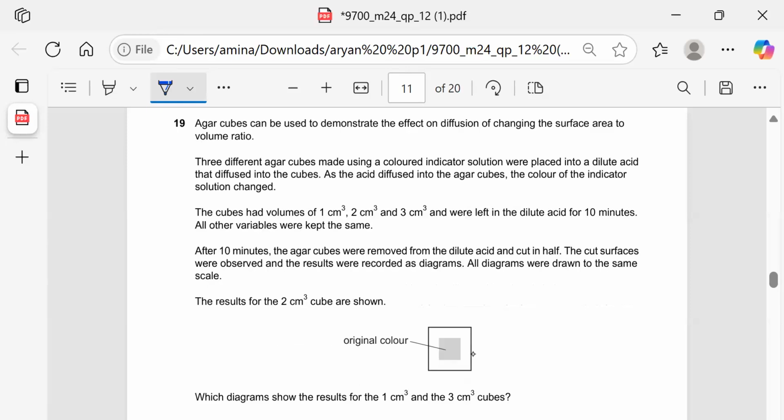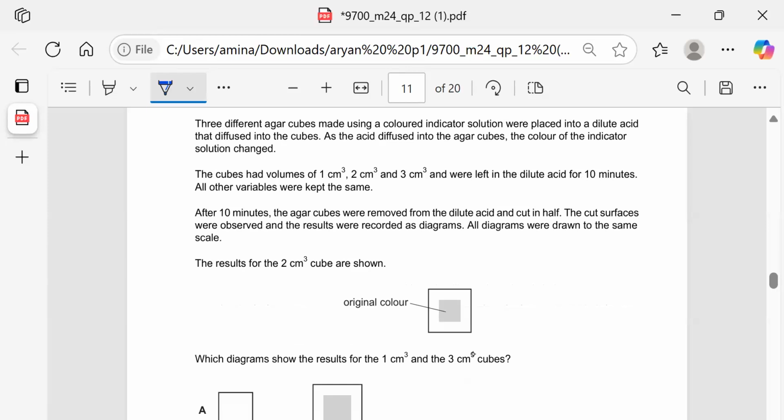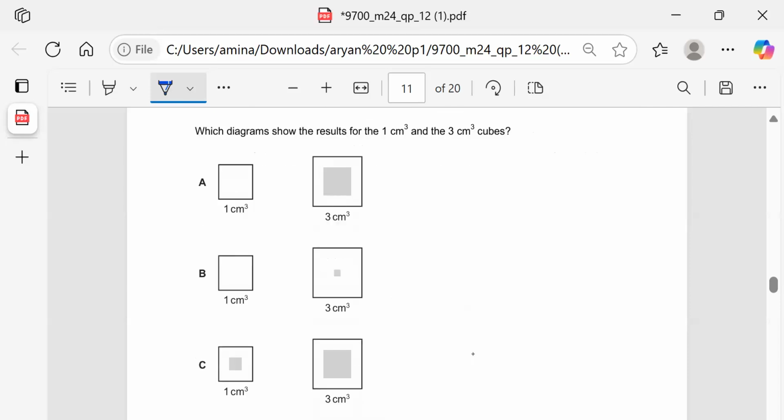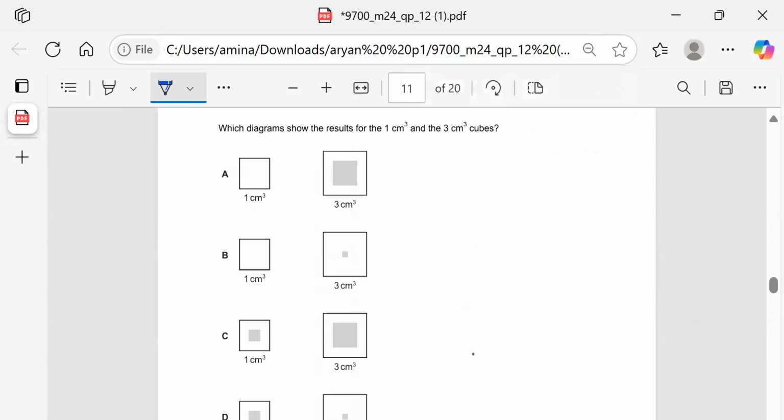Over here, they have given you a cube and they told us that the size of the cube is 2 centimeter cube. And we are dipping it in some solution and that solution is diffusing in, which is giving it a color. They're asking you which diagram shows the result for a 1 cm cube and a 3 cm cube. Now, let's first go for the elimination process. It is not possible that the size is small and the diffusion has not taken place at all. So A will become completely wrong because I cannot see any diffusion over here.